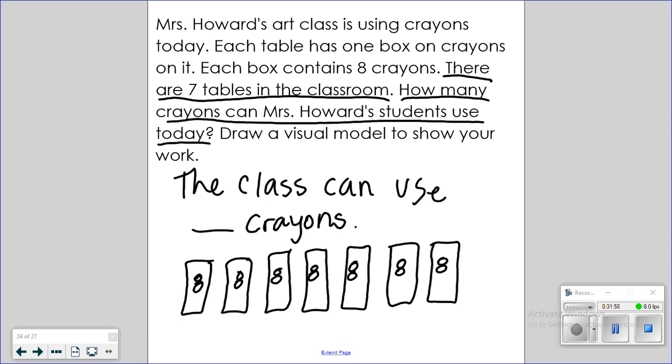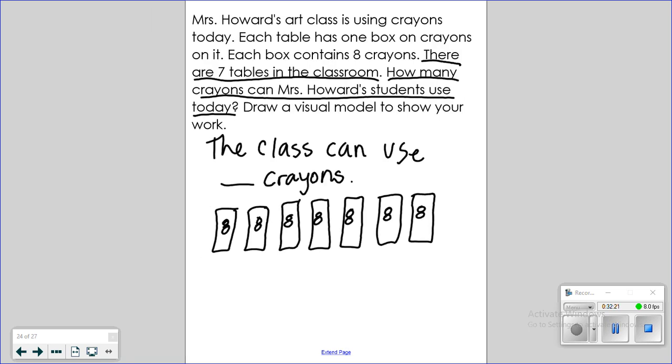So I've got my picture model, my visual model. I know what's happening. I can see it. I've drawn it. Big fan of drawing. Drawing is thinking, in case you weren't sure. Now I need some math to match that drawing. I need some equation. How do I figure out how many crayons are floating around Miss Howard's room? Lincoln, what do you think?